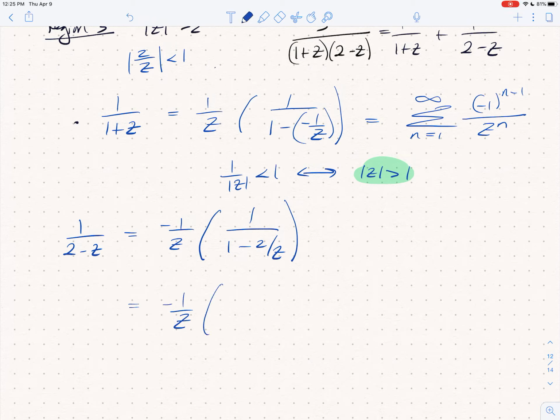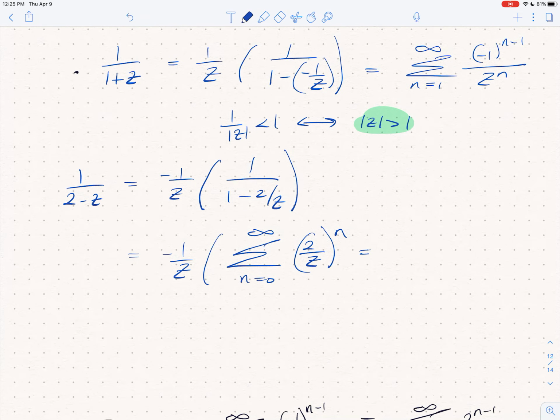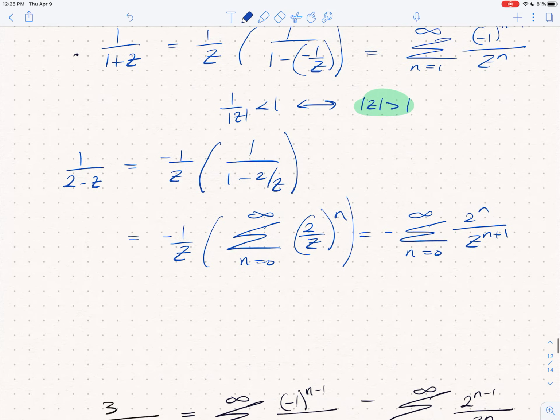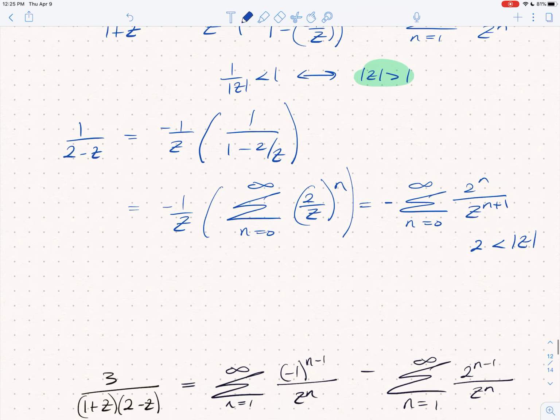So this is negative 1 over z times the sum from n equals 0 to infinity of, what are we going to get? We're going to get 2 over z to the n. That's the same thing as the sum from n equals 0 to infinity of 2 to the n over negative z to the n plus 1. And of course, this is valid for 2 bigger than the modulus of z.